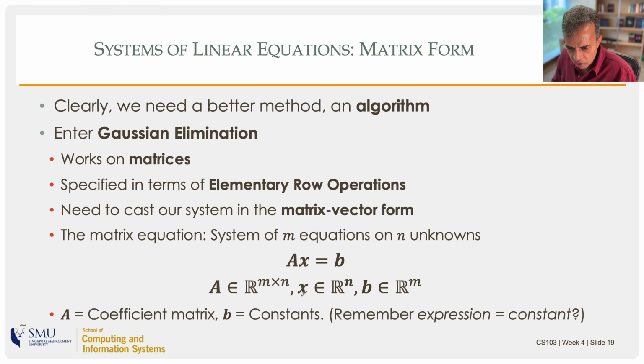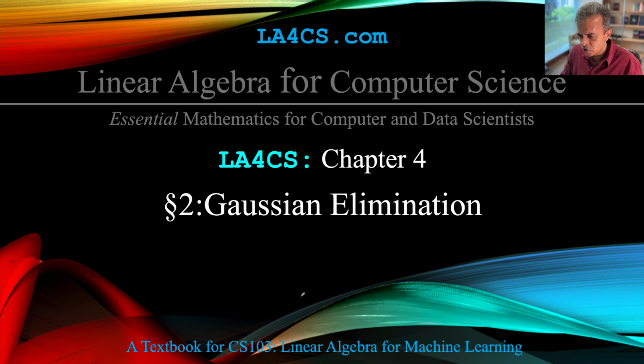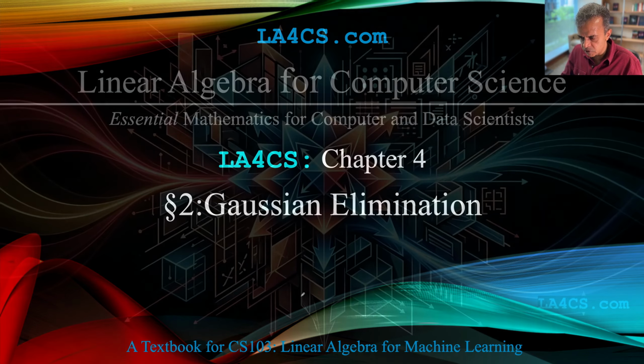So A would be called the coefficient matrix, B will be the constants vector, so Ax equal to B, remember it is expression equal to constant, so Ax is the expression, B is the constant. So we have cast our equations in the form of a matrix vector product equaling a constants vector, all good. So next video you will see Gaussian elimination.